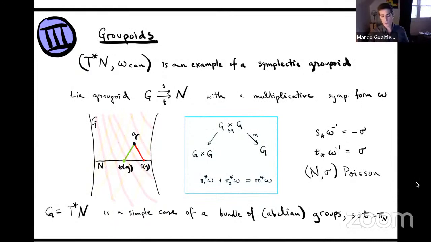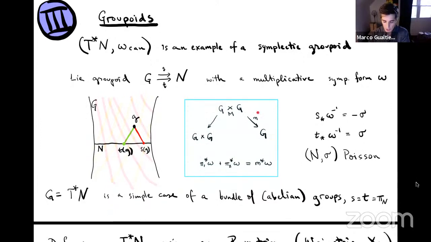And if the source of one arrow coincides with the target of another arrow, then you can compose them. And that's this combination operation, the composition in the category. So I've drawn the composition here, M. It is a smooth map from the fiber product of the space of arrows with itself to the space of arrows. And the condition of being a symplectic groupoid is that if you pull back the symplectic form on these two fibers, it should agree with the pullback via the composition map. And I've written it over here. So this is the compatibility condition.